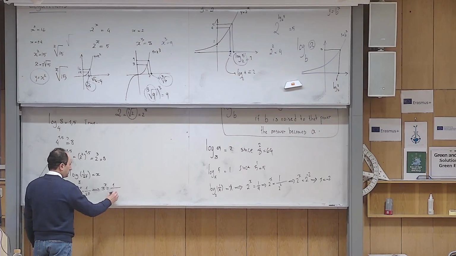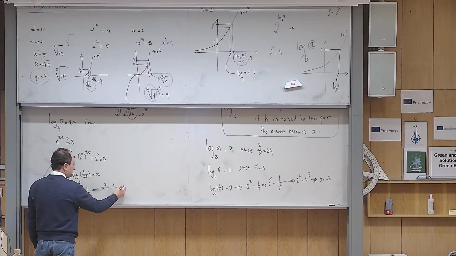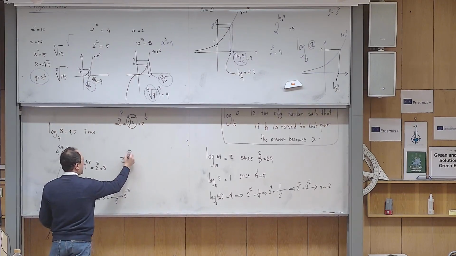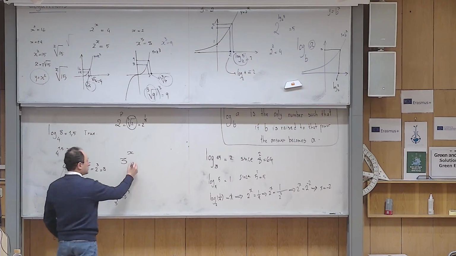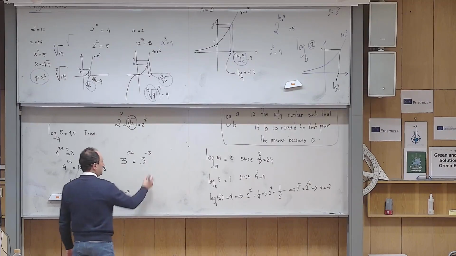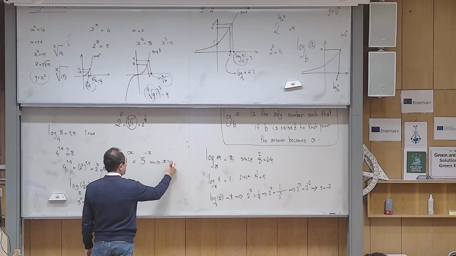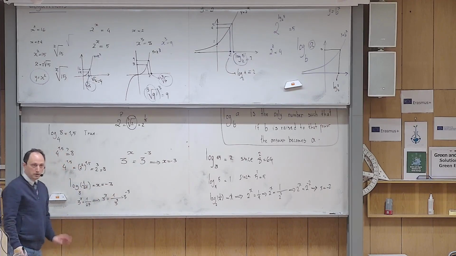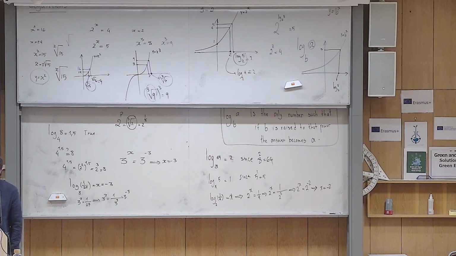3 to the power of 3. Then I bring it up, it becomes 3 to the power of minus 3. So look, I have 3 to the power of x equals 3 to the power of minus 3. Comparing these two, I can immediately realize what x is? Minus 3. And then you go back here and write minus 3. But if you can guess, it is better to guess.